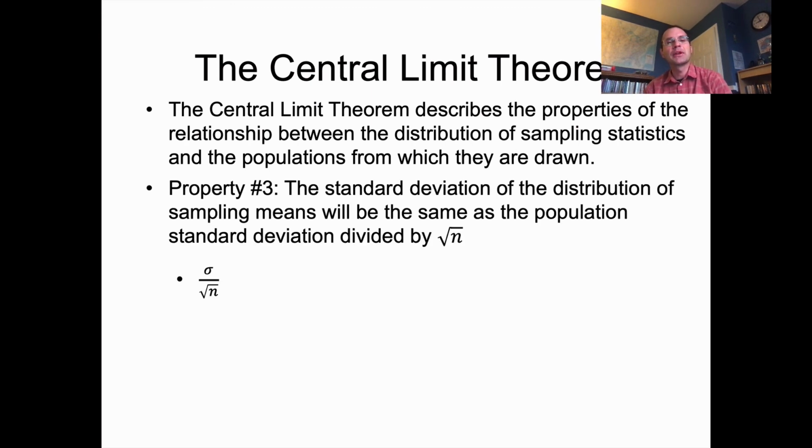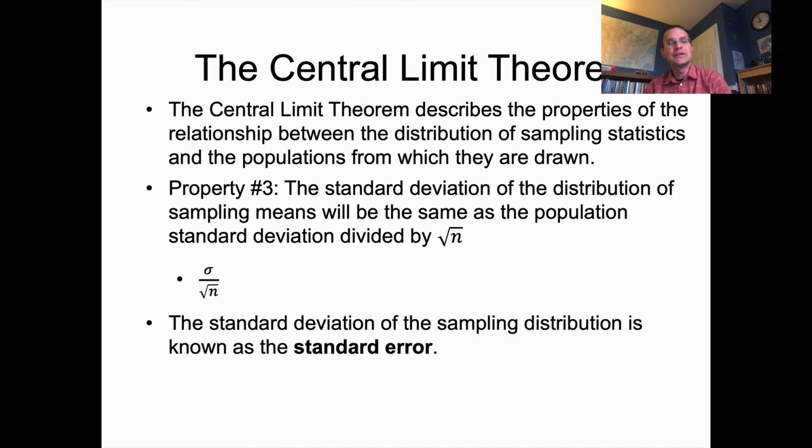And then the last property, which we've talked about before as well, is that the standard deviation of the sampling distribution will not be exactly the same as the population standard deviation. Instead, it's going to be that underlying population standard deviation divided by the square root of n, the number of items in the sample. And when you do this, you get a standard deviation which is known as the standard error. So standard error is the standard deviation of the sampling distribution itself. And in theory, it's equal to this as long as n is sufficiently large.